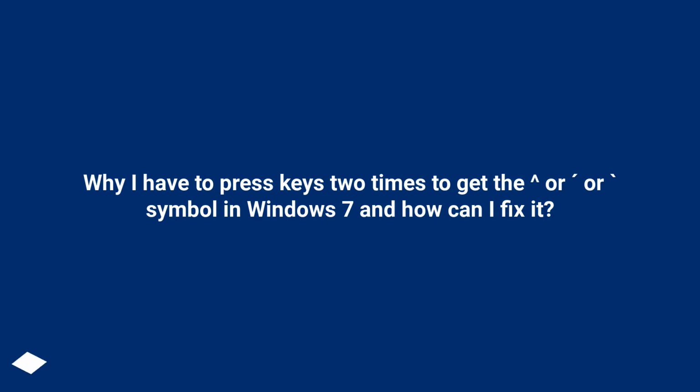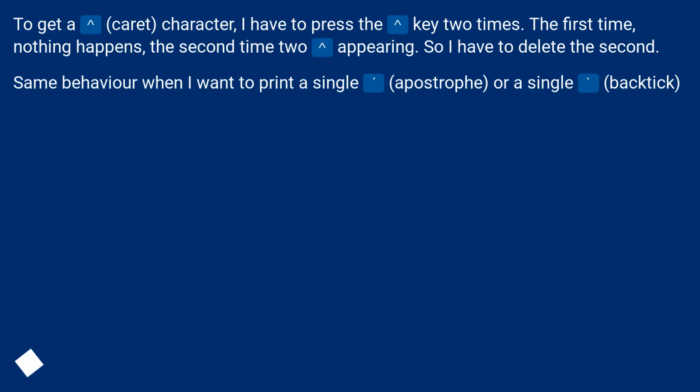Why do I have to press keys 2 times to get the symbol in Windows 7 and how can I fix it? To get a character, I have to press the key 2 times. The first time, nothing happens, the second time 2 appear. So I have to delete the second. Same behavior when I want to print a single apostrophe or a single backtick.